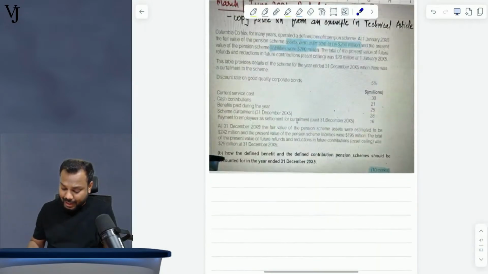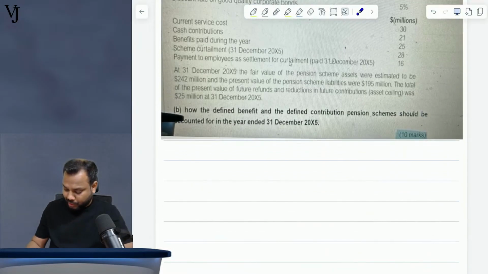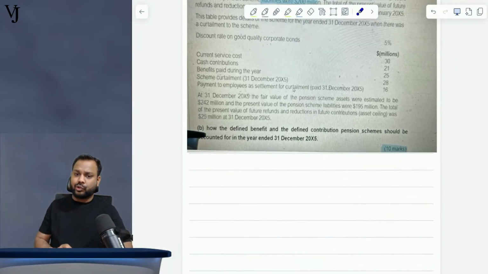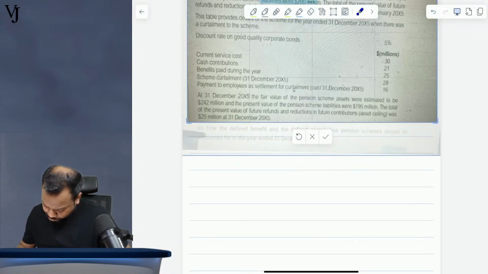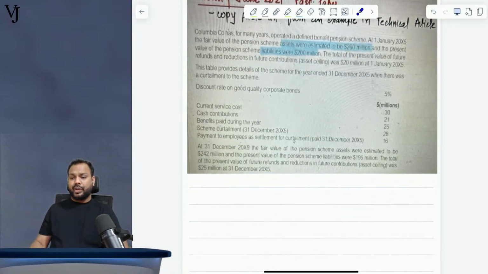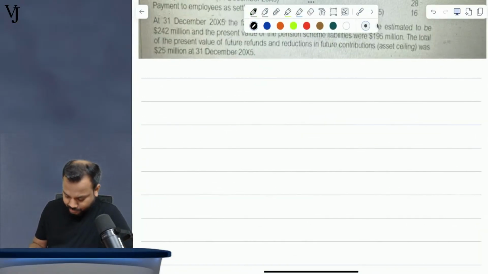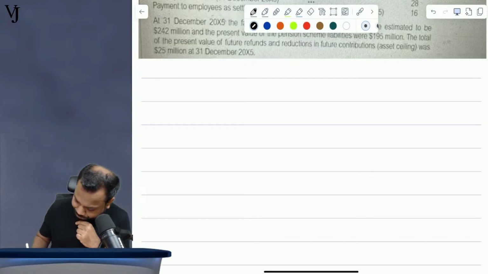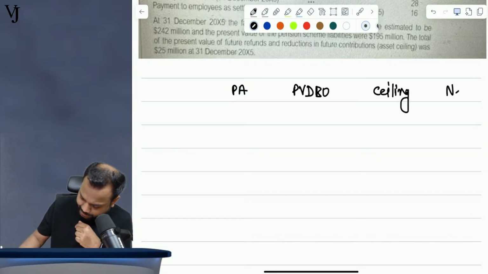Now we had this question. So now understand, let us discuss this question. Let me quickly try to solve this question for you guys, so that you understand it in a very simple and yet crisp manner. Plan assets, PVDBO, ceiling, net.